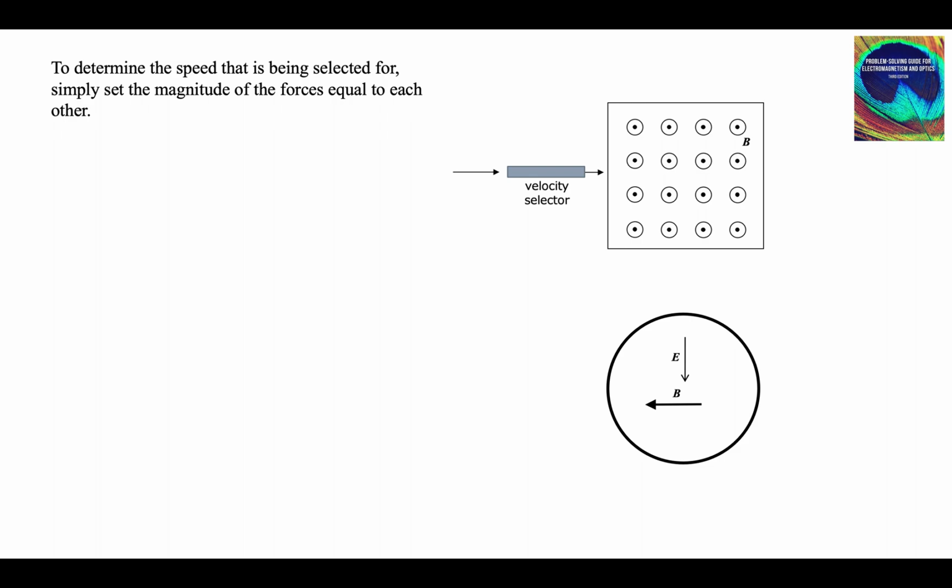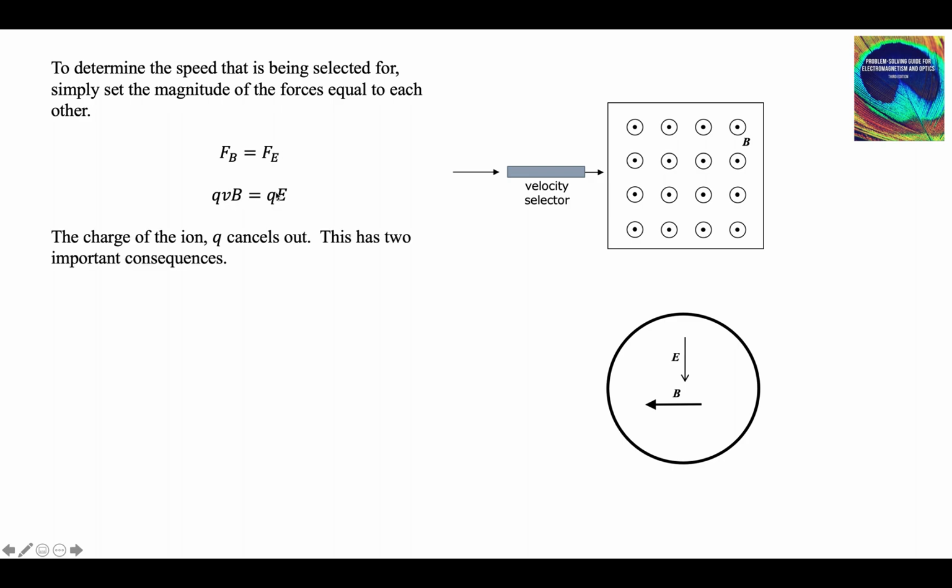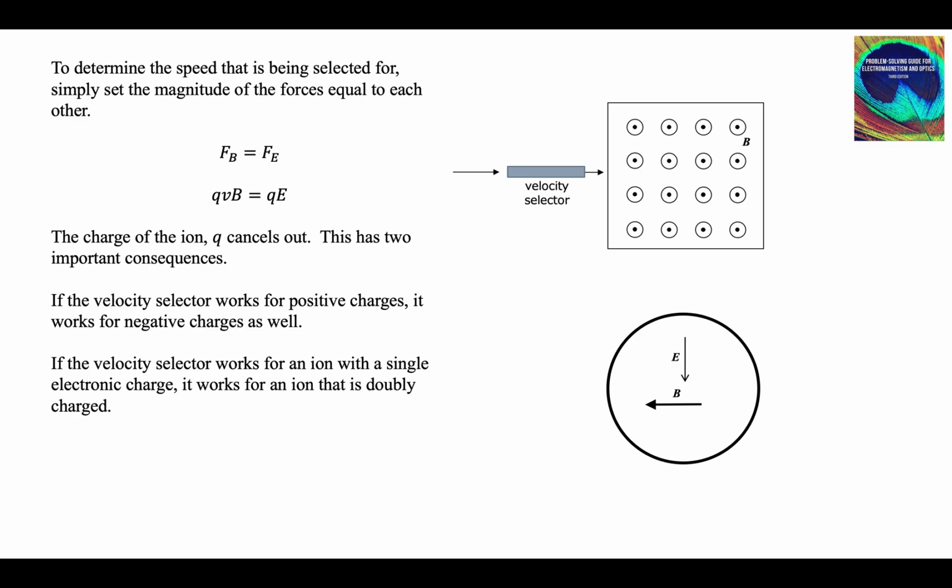To determine the speed that's selected for, we set the forces equal. So now we're going to do quantitative calculations. Fe equals Fb. Fb is qv cross B. v and B are at right angles. Sine of 90 is 1, so that's just qvB. And the electric force is always qE. The charge cancels out. This has two important consequences. If you have a velocity selector that works for positive charges, it works for negative charges as well. If it works for singly ionized particles, it works for doubly ionized particles, because the q's cancel out.